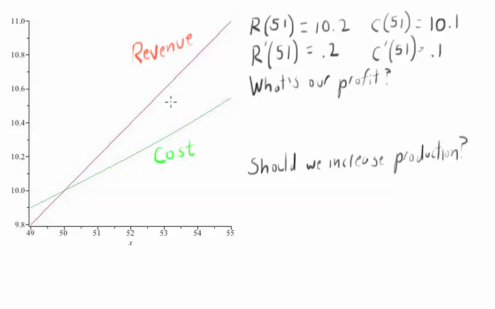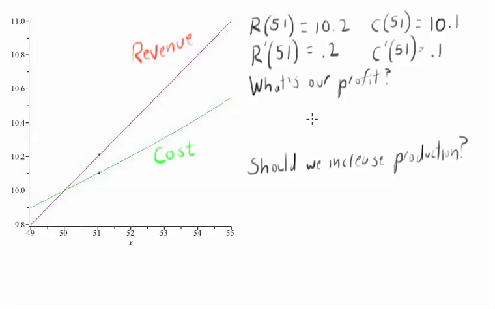What I've got is red for revenue, green for cost, and I've actually given you some values. So we're interested in what's happening right around 51. So we know, for example, the cost at 51 and the revenue at 51. All right, and I've given you both the value of the function and the derivatives.